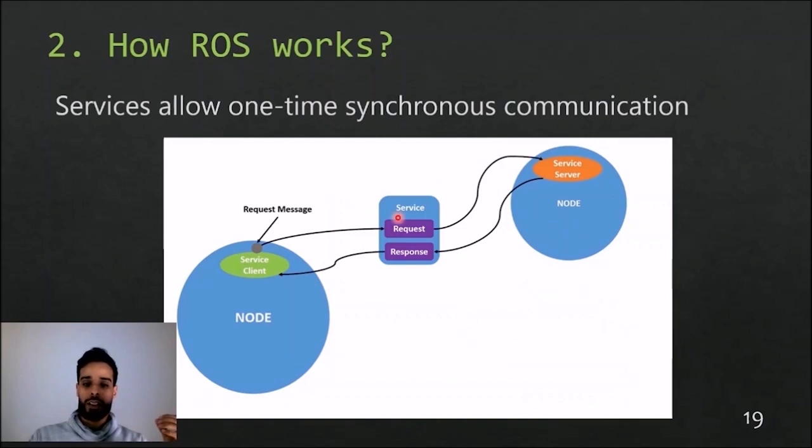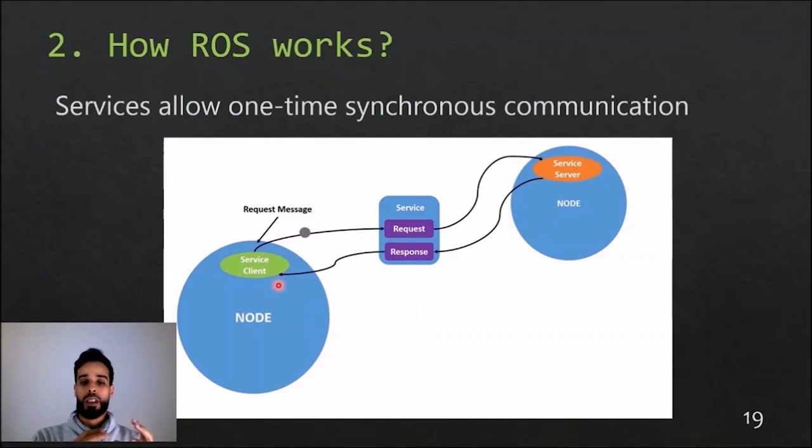The other way is the service, where a node sends a request to another node, and this node sends back a response. But this is a blocking communication: when a node sends a request, it waits until it gets the response, so it is blocked and can't do anything before it gets an answer. This is usually used for very small functions, for example opening something, shutting down something or stopping something, because we can't let our nodes wait forever or be blocked forever.